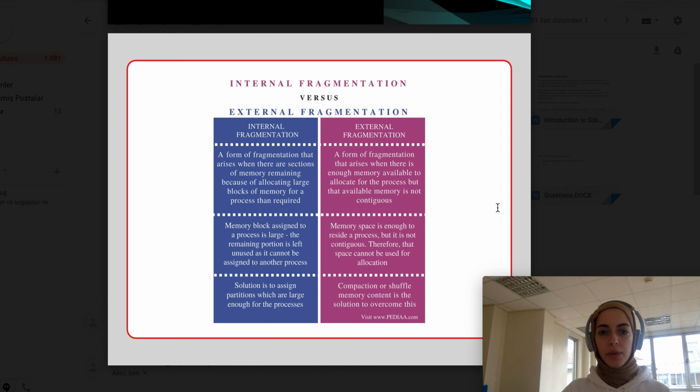There are a few differences between internal and external fragmentation. We talked about their basic structure, and actually they're pretty different. The solution for internal fragmentation is to assign a partition which is large enough for the processes, whereas the solution for external fragmentation is compaction or shuffling memory content.